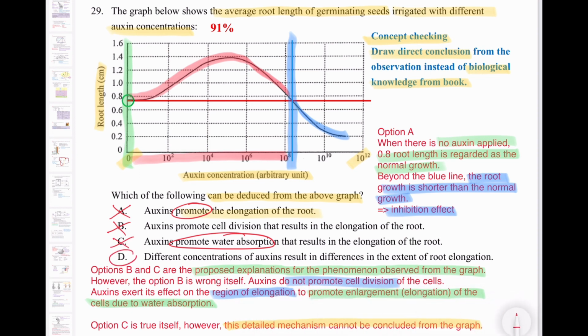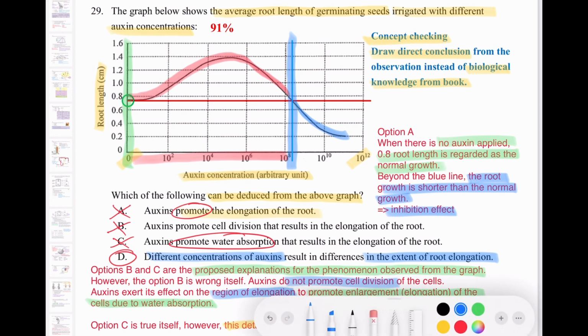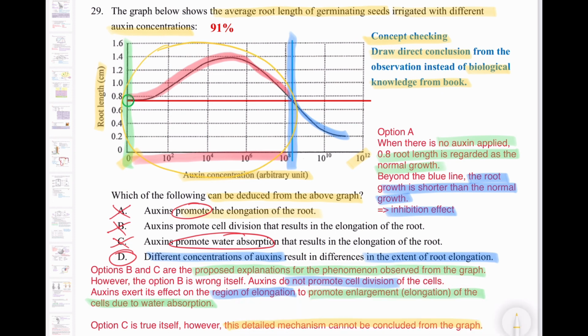So that's why the answer is D. Different concentrations of auxin result in differences in the extent of root elongation. That's something we can really see from the graph. From 0 concentration to the blue line, there is really a stimulation or promotion effect on root growth. But beyond the blue line, at a certain concentration, the effect becomes inhibitory. So that's why different concentrations of auxin lead to different extents of root elongation.